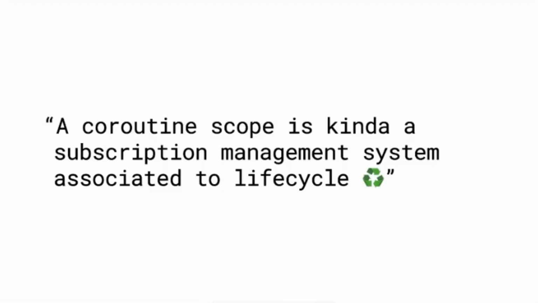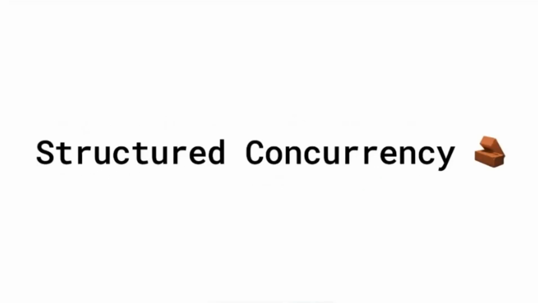So by that, now we know that a coroutine scope is kind of a subscription management system, but associated to a lifecycle. This concept is called structured concurrency, and this is what makes Kotlin coroutines so powerful, and also helps developers prevent leaking the subscription or the job of the task running.